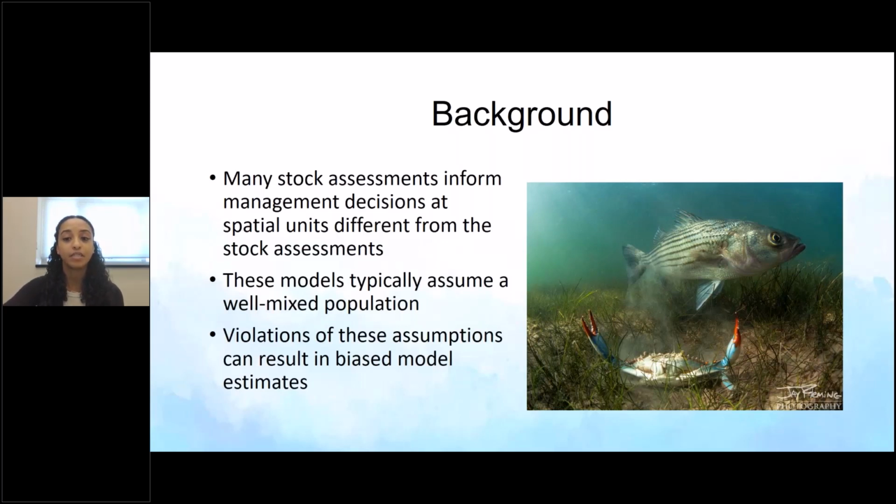So developing spatial population models can allow for management scales to match their assessment scales, but also incorporating spatial structure into stock assessments adds some biological realism into the model for species that don't exist homogeneously across space.